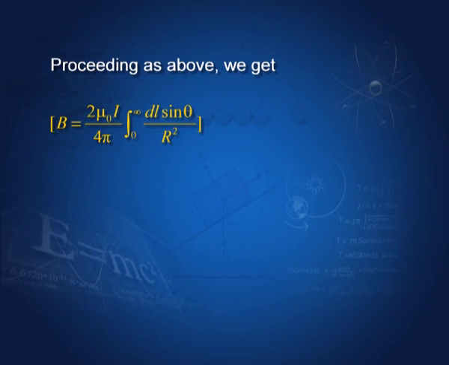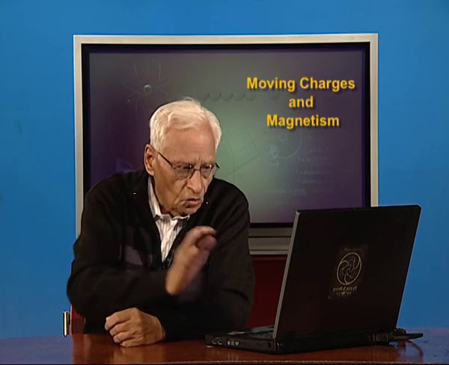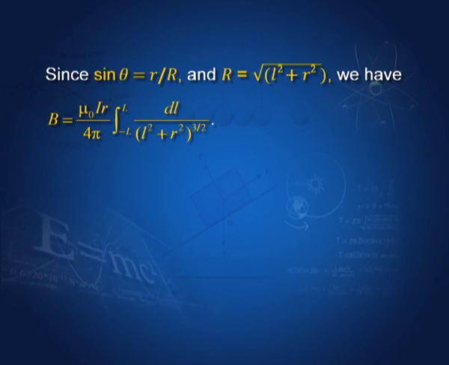Therefore, we get the expression B equal to mu 0 I by 4 pi integral from minus L to L dl sin theta by r squared. Again, we shall use trigonometry and we get the result. First of all, we put sin theta equal to r by R, and R itself is the square root of r squared plus L squared. So, we do all that and we get B equal to mu 0 I r by 4 pi integral from minus L to L dl by (L squared plus r squared) raised to power 3 by 2.